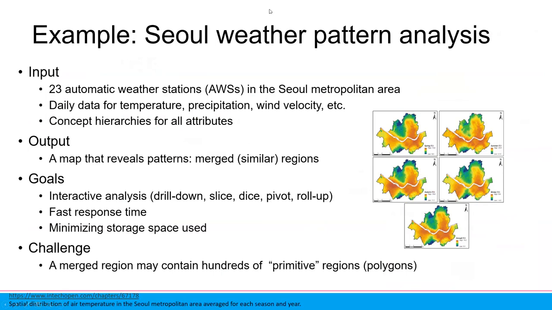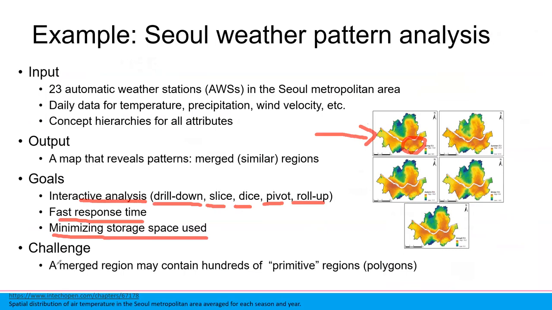So the goal is that we can do interactive analysis. We can drill down, slice, dice, pivot, and roll up based on this area. Using this way gives fast response times because you map into one map like this, and then you can search what you want to look at in detail or in summary. And it can minimize the storage space used.